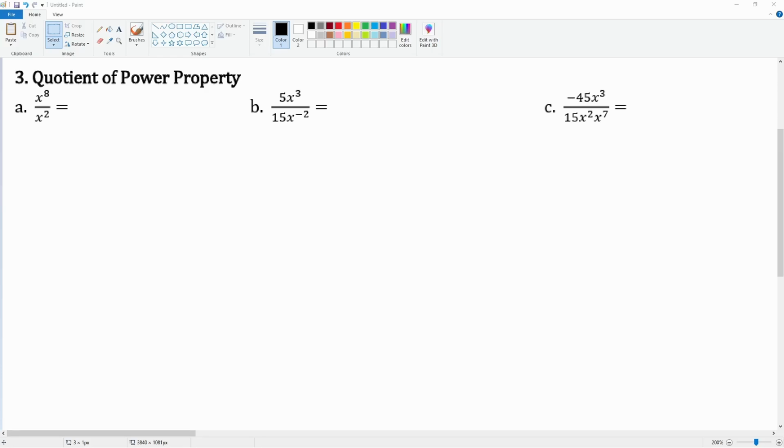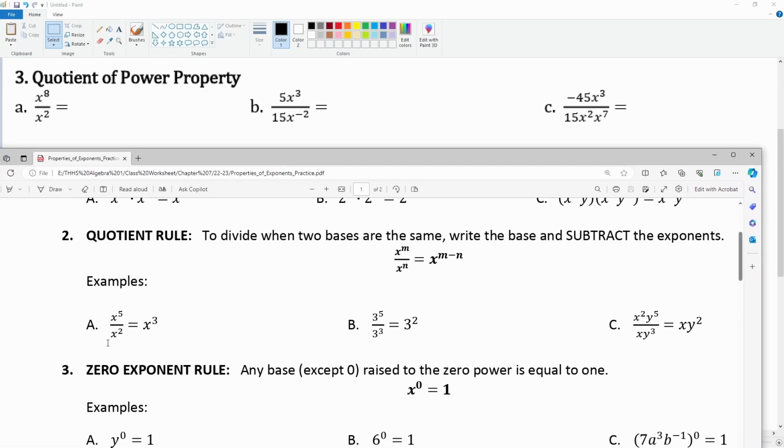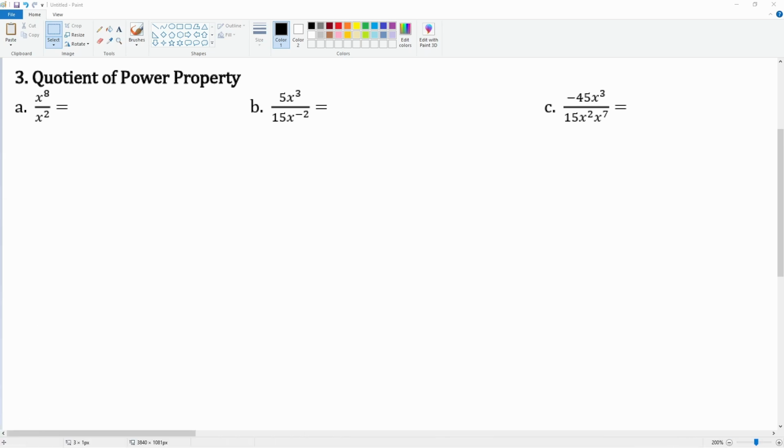Here we have number 3, which is the quotient of the power, or the quotient rule. It states that to divide two variables, you have to subtract the exponents. So here's x to the 5 on top and x to the 2 on bottom. It becomes an x to the 3 and it's on top. So we can do this one.